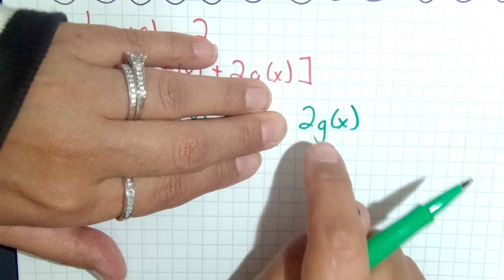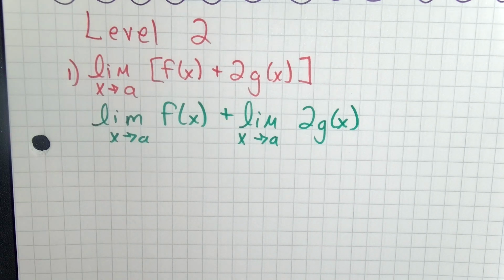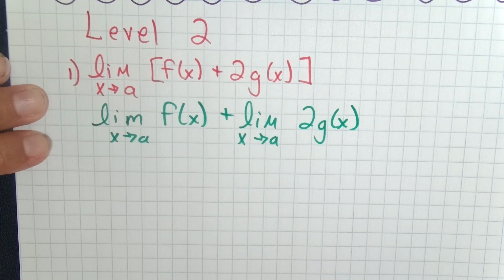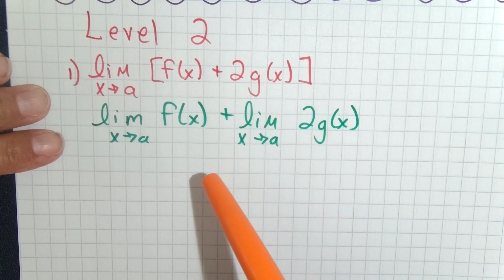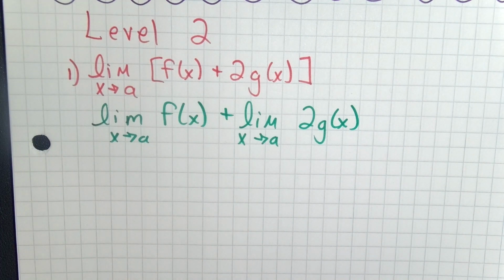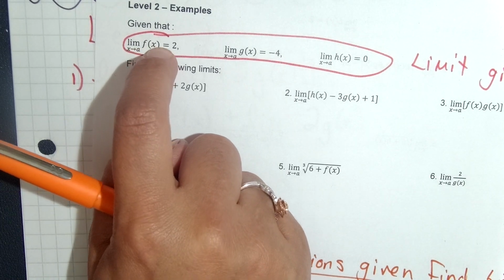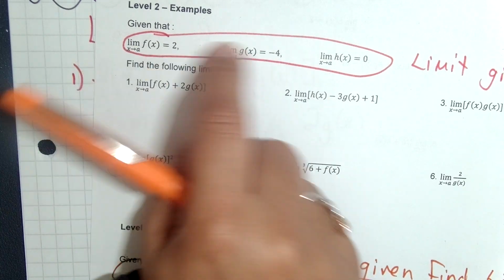Multiply by 2. Do we know what the limit of f of x is? Yes, look on our paper. It's 2. The limit as x approaches a of f of x is 2. Do you see what I'm getting at now?